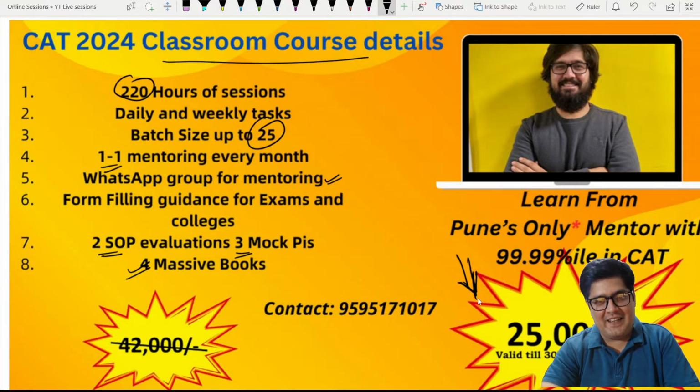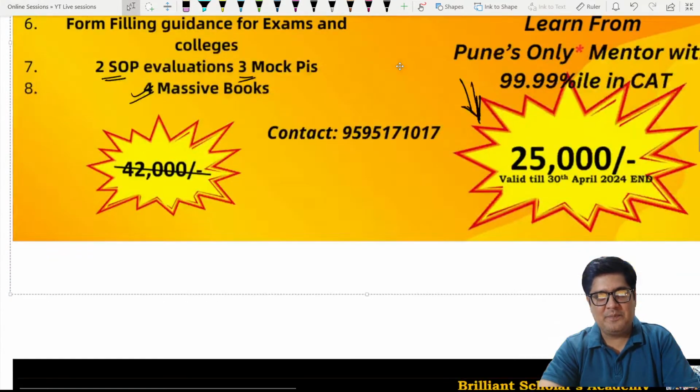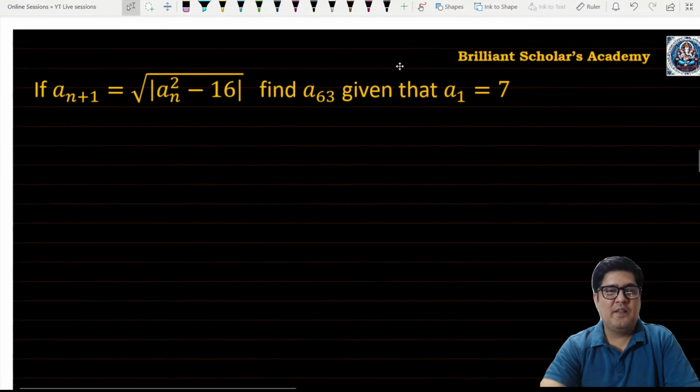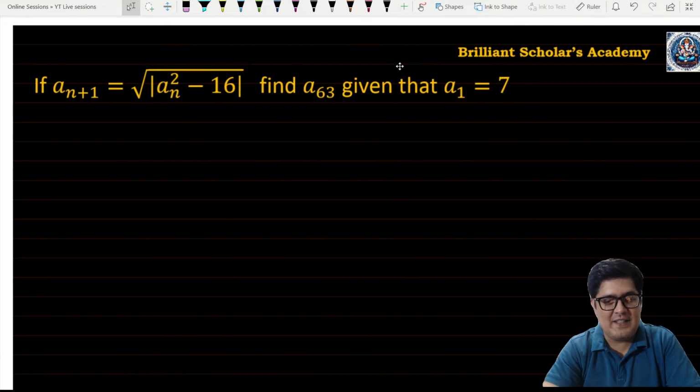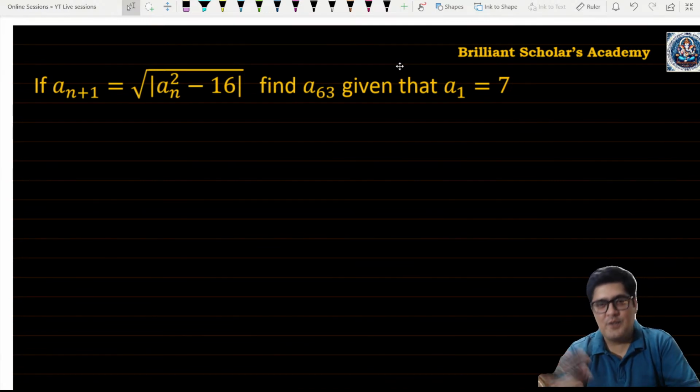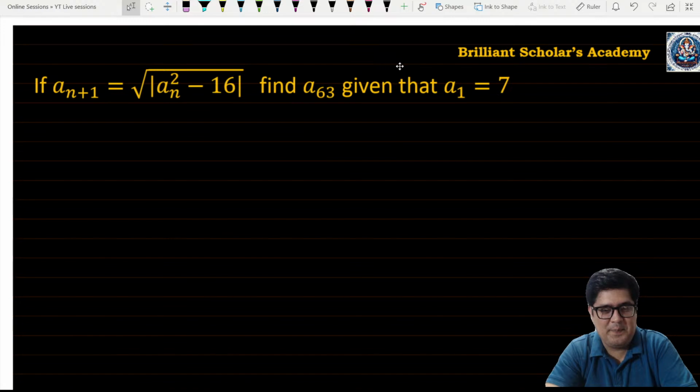Moving on to the next slide, solving the question. Chalo. Something different involves a modulus, involves a square, involves a square root. So go on, give it a try. I'll wait for you guys.